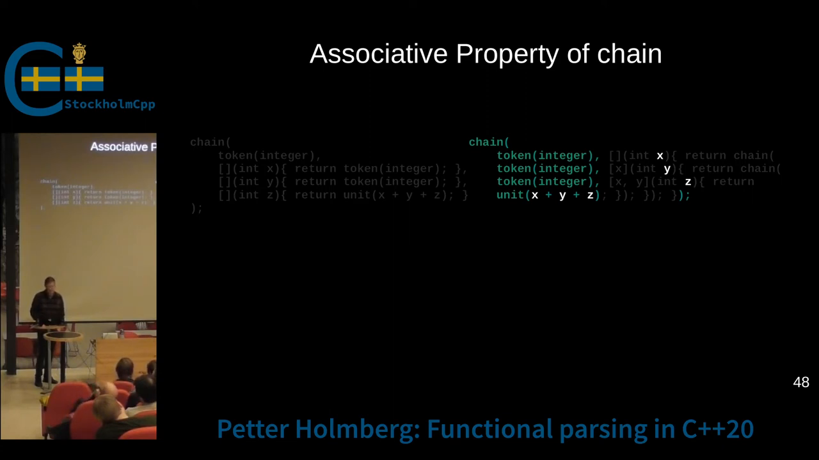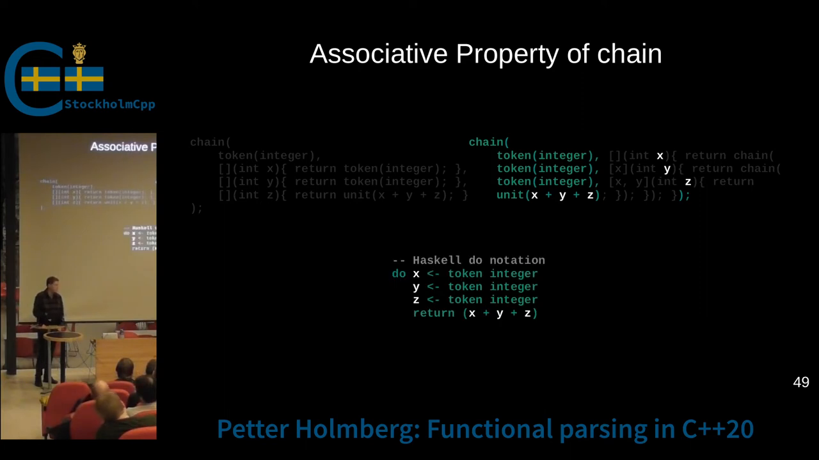In Haskell, they invented a special syntax for this. If you've seen Haskell code, you've probably seen this do notation. And this is how you'd write the same thing in Haskell. It looks kind of similar, right? So you have this special keyword in Haskell, do. Then you just list your parsers. If you're interested in capturing the results, you can use this left arrow. And then you just add them up at the bottom and call the function called return.